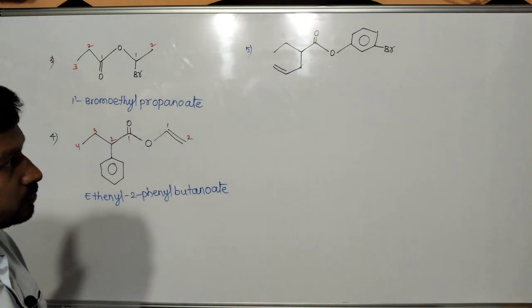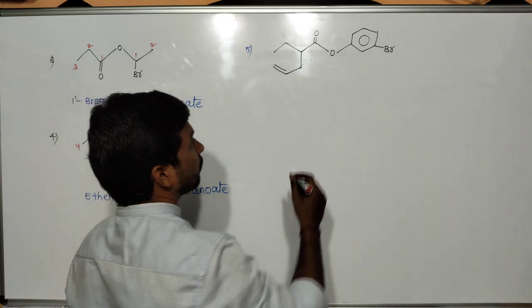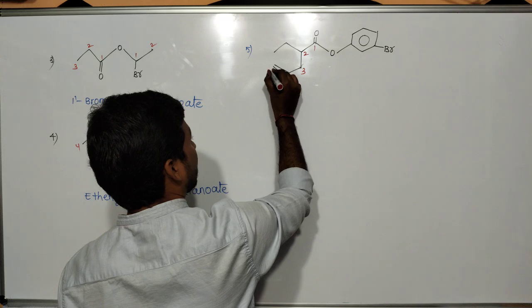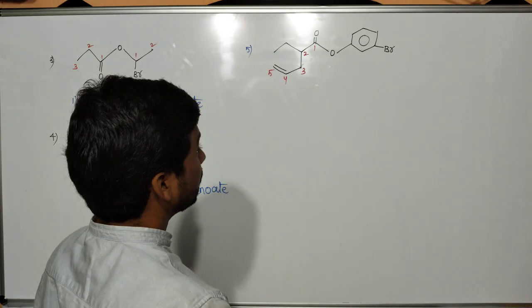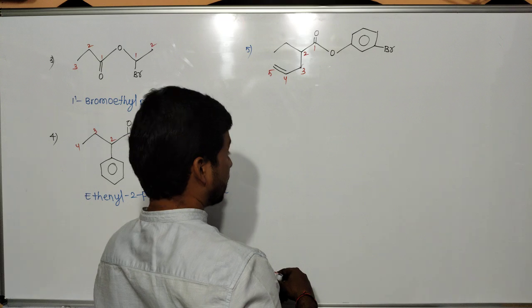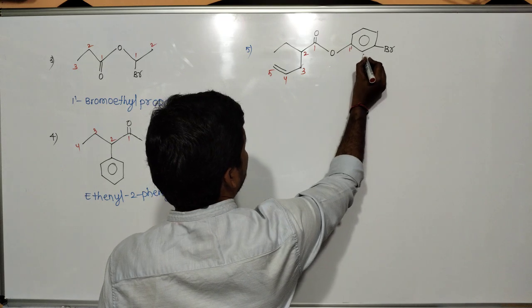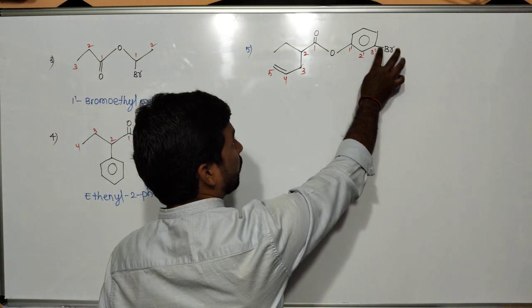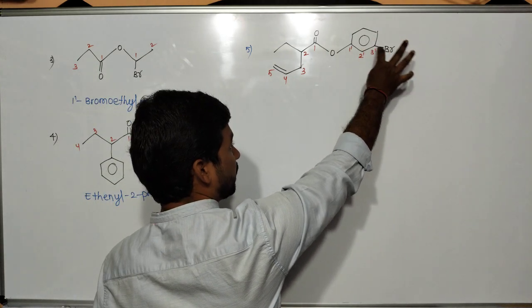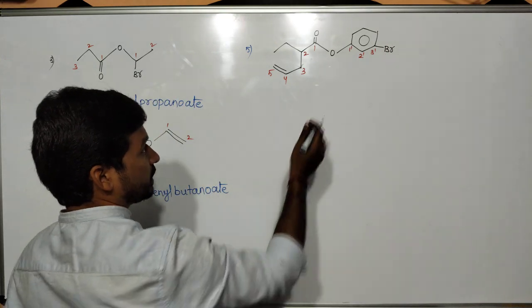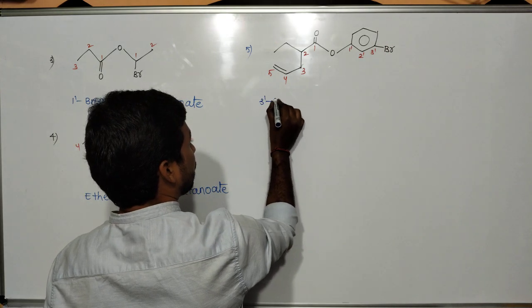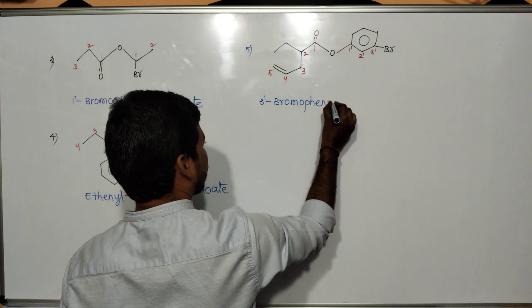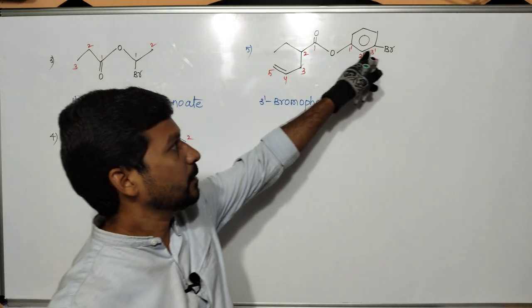For this molecule, the parent chain is 1, 2, 3, 4, 5. Write the substituent name first, phenyl. For the phenyl, numbering is from this one: 1 prime, 2 prime, 3 prime. This is a 3 prime bromophenyl group. This is a phenyl group, which phenyl? Bromophenyl group. So first write the substituent name, 3 prime bromophenyl, or 3 bromophenyl.